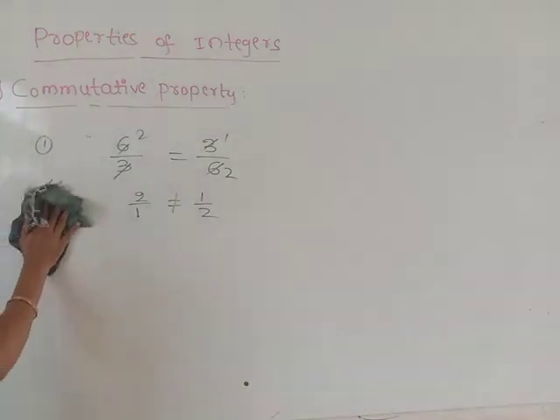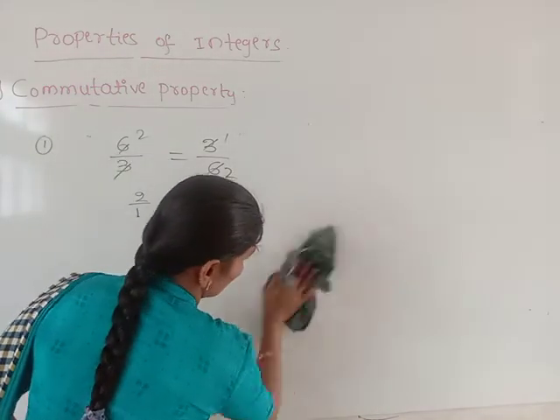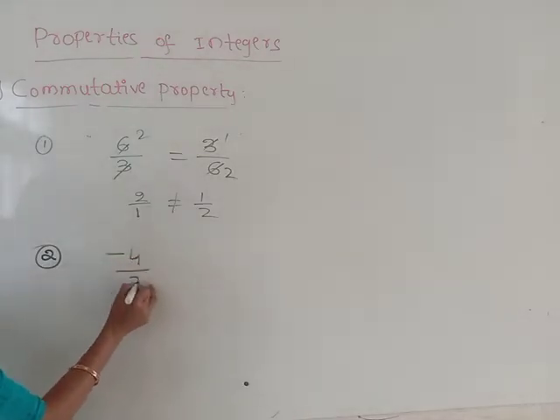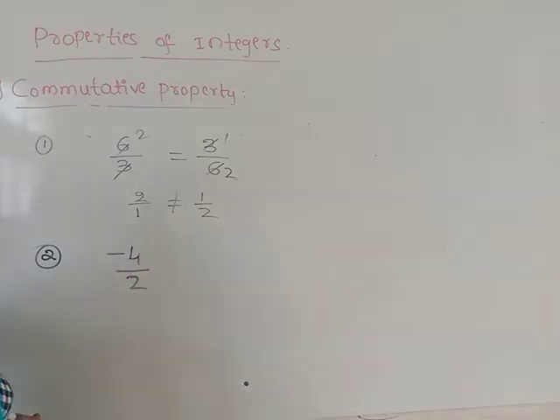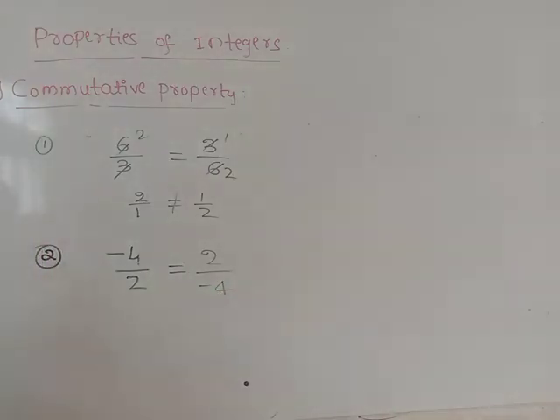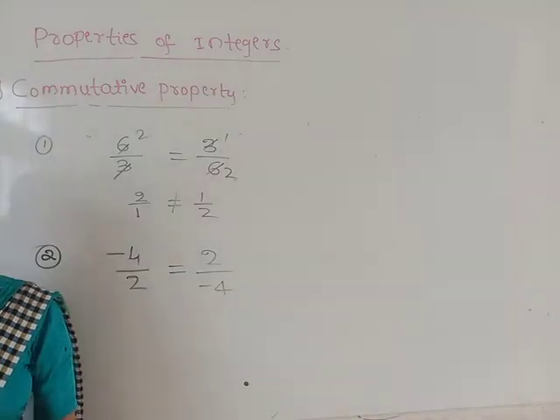Suppose you take one positive integer and one negative integer. Minus 4 divided by 2. Whether minus 4 divided by 2 is equal to 2 divided by minus 4. Please check it. What's the answer here? Minus 4 divided by plus 2, whether it is equal to plus 2 divided by minus 4.